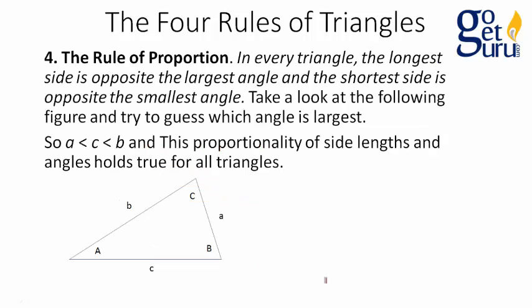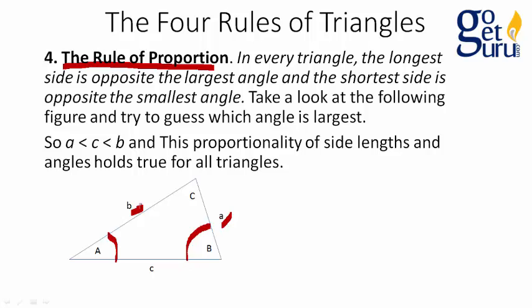Coming down to the fourth rule of the triangles, that is the rule of proportion. This rule of proportion always goes around the angles, which says that the largest angle of my triangle, over here I can see that my largest angle is B. So the largest angle B subtends the largest side, that is side B. The smallest angle, that is angle A, subtends my smallest side, that is side A.